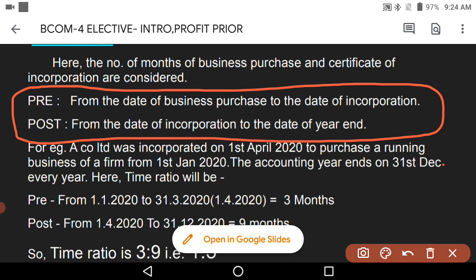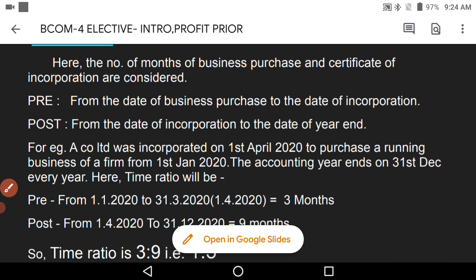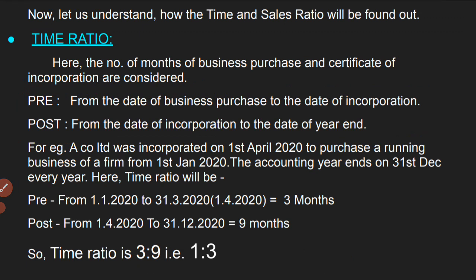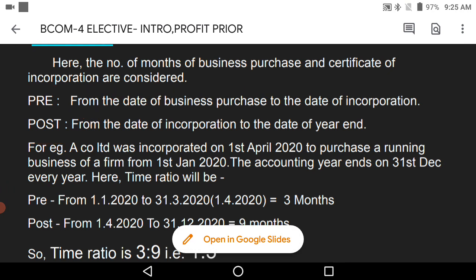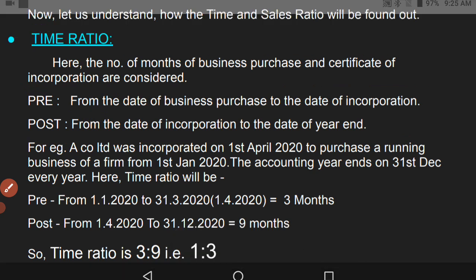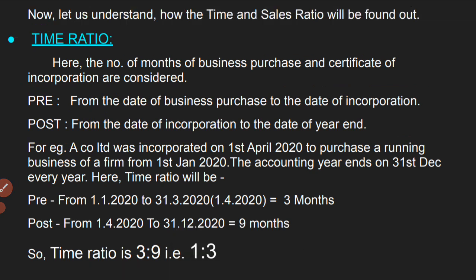Okay, so next the example is given here. So for example, A company limited was incorporated on 1st April 2020 to purchase a running business of a firm from 1st January 2020. The accounting year ends on 31st December every year. So here time ratio will be શું કન્સિડર કરવાનું છે પ્રી માટે? From the date of business purchase to the date of incorporation. Okay, so for that business purchase date is 1/1 and incorporation date is 1/4. તો તમે 31st March પણ લખી શકો. So 1/1 to 1/4 પણ લખી શકાય અને 1/1 to 31st March પણ લખી શકાય.